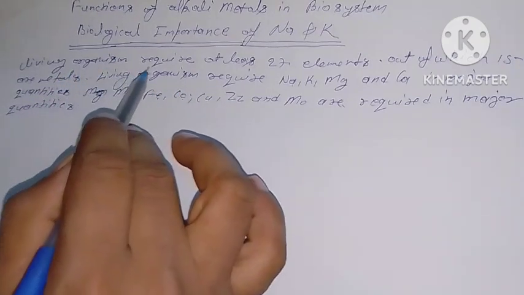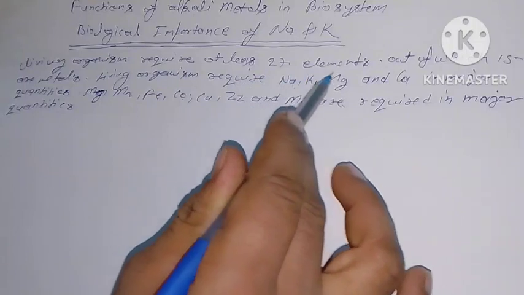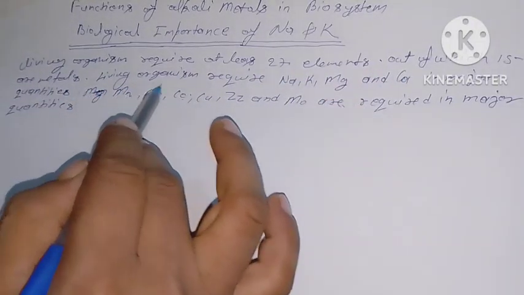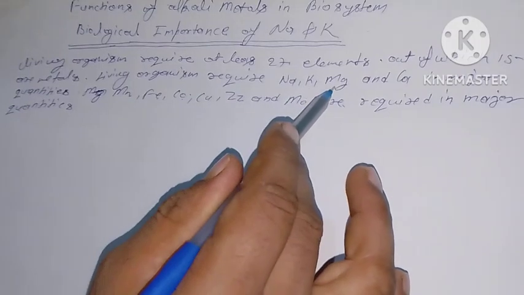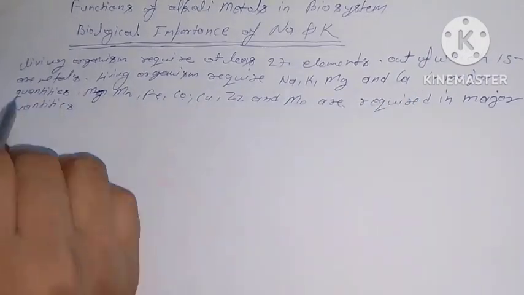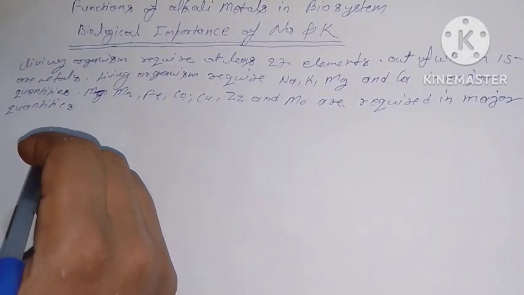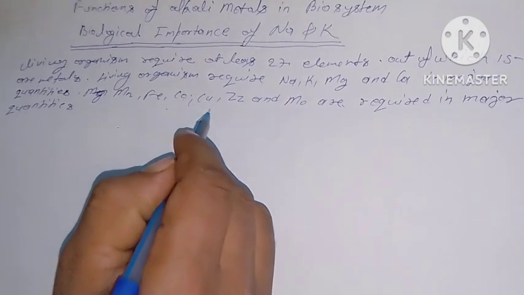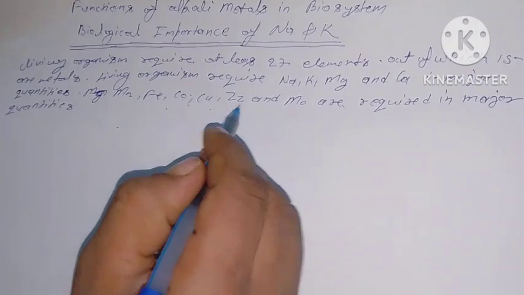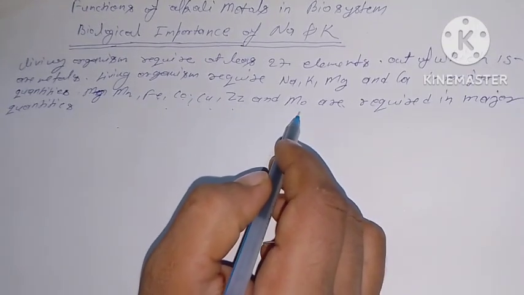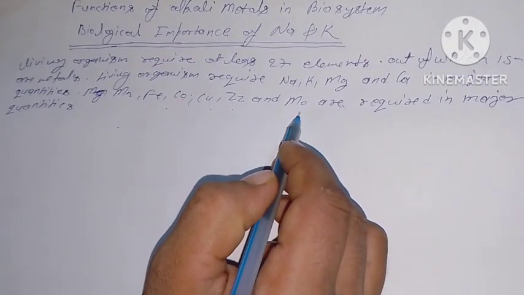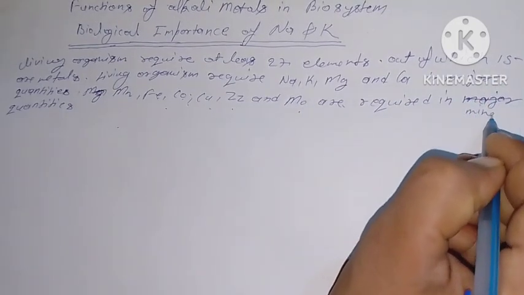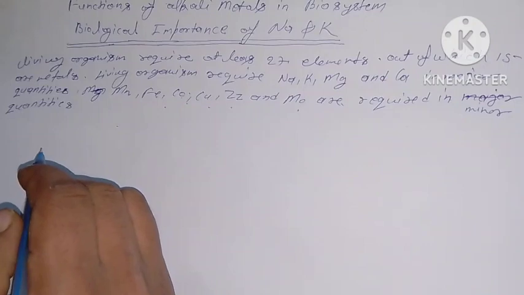Living organisms require at least 27 elements, out of which 15 are metals. Living organisms require sodium, potassium, magnesium, calcium in major quantity, okay? Manganese, ferrous, cobalt, copper, zinc, and molybdenum are required in minor quantity.